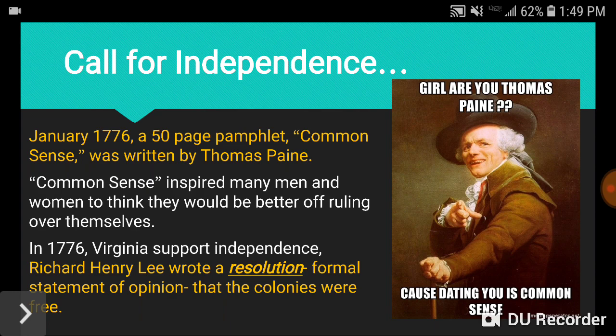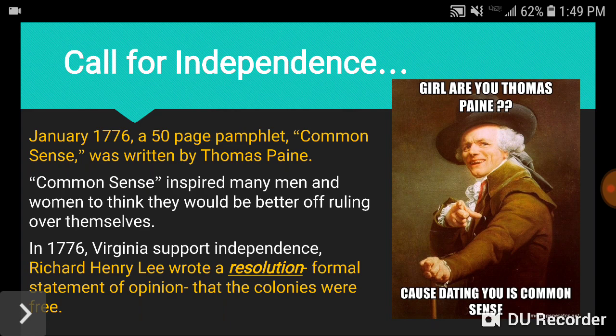people's way of thinking. He's no longer going to say, hey, let's keep fighting for equal representation or fighting for representation in Parliament, but it makes sense, it's common sense, that we'd be better off ruling ourselves. The king's an ocean away. He has no idea what's going on in the colonies. He can't relate to the colonists. So it just makes common sense that the colonists should fight for their independence rather than fighting for equal representation.